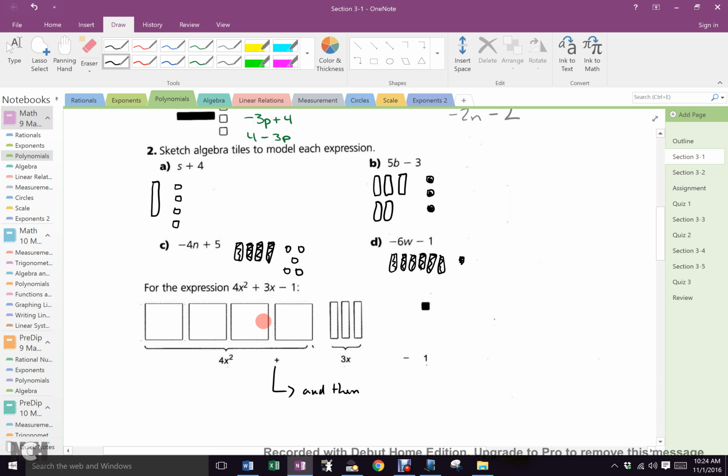So I start with 4x squareds, which I draw. These are the black ones. And then I got to draw positive 3x's. Those are the red ones. And then I got to do negative 1. That's the blue one. Does everybody see how it works? Okay? If you can count, you can do it. Everybody good? Okay. Turn your page over.